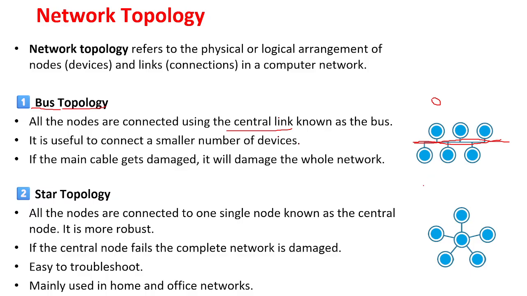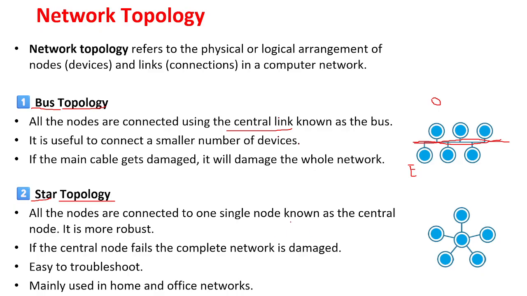Nowadays it's obsolete in the computer network area. Earlier it used to be implemented with Ethernet, but now it's obsolete. Now let's look at the second one, the star topology, where all the nodes are connected to a single central server.